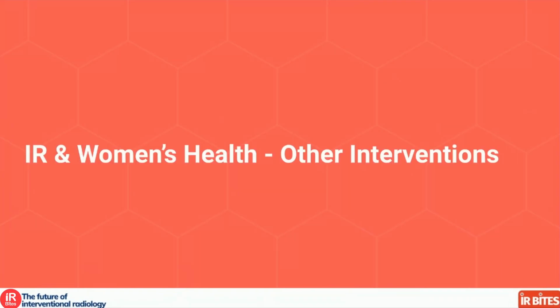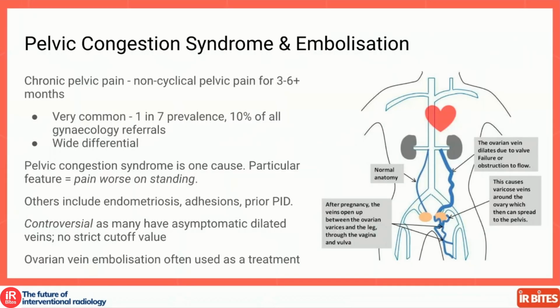And I've just got a couple more slides talking about the role of interventional radiology in other conditions. So the first one I want to mention is pelvic congestion syndrome and the role of embolization. So with this, a lot of patients have chronic pelvic pain, and that's defined as non-cyclical pain for at least 3 months. Some definitions say 6. And it's a very common condition with a high prevalence, and it forms a high percentage of gynae referrals, but with a very wide differential diagnosis.